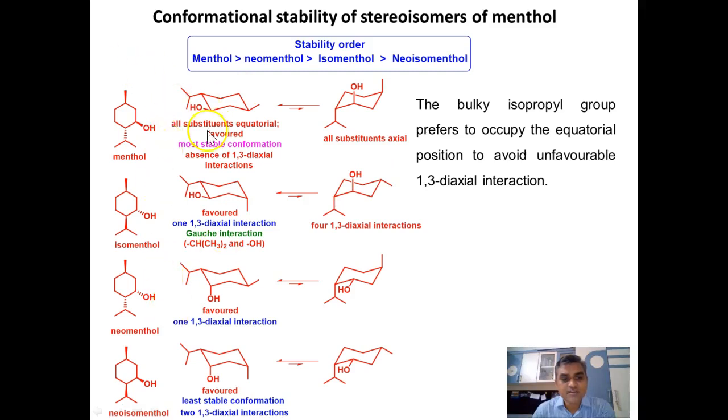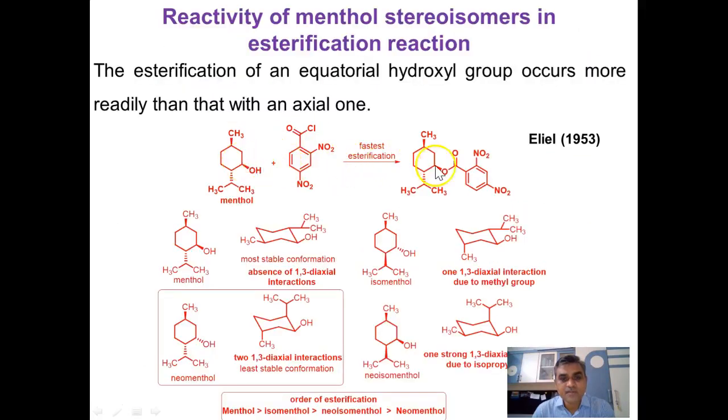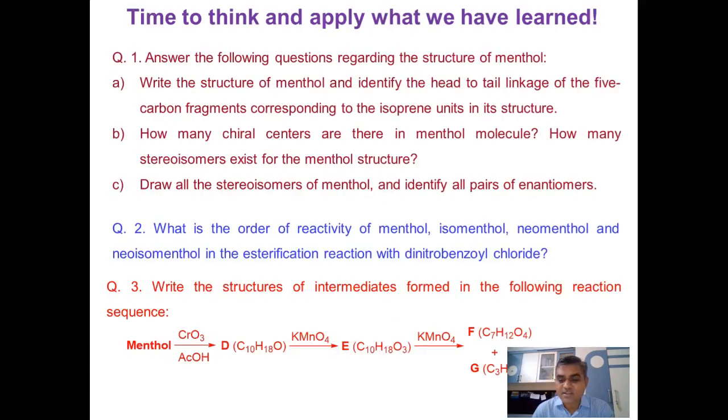Menthol shows isomerism, and the isopropyl group prefers to occupy equatorial positions, and it has an influence on the esterification reactions. Esterification of equatorial OH is faster, and in that case it is amply available here. This is also available. But for the remaining two, even though available, the stability of these two conformations is very low because the isopropyl group is at the axial position. These are the elimination reactions and the kinetic resolutions.